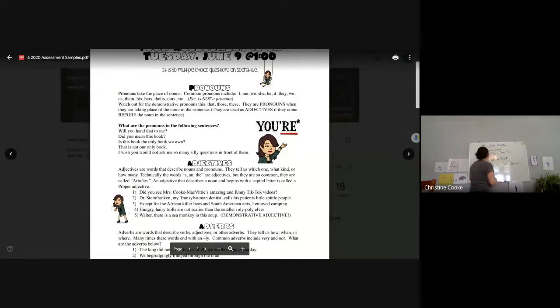The markers don't work. This, that, these, and those. And the problem with these 4 words is that they demonstrate something.